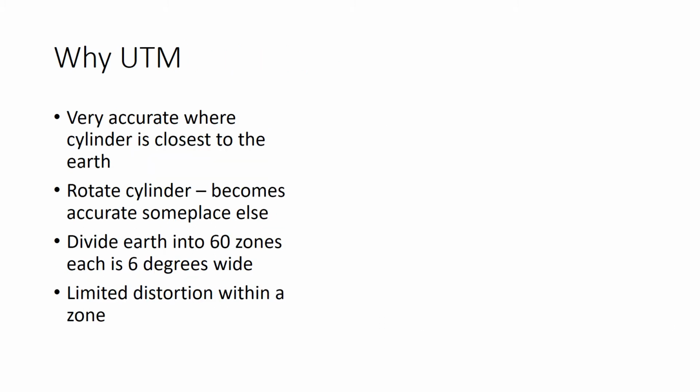So why do we like the UTM system? It's very accurate where the cylinder is closest to the Earth, and so because it's transverse, or running sort of sideways, if you rotate the cylinder, the point of contact between the cylinder and the planet, the point where it's most accurate, moves as you rotate the cylinder. So we divide the Earth up into 60 zones, and within each zone, when we rotate the cylinder around to that location, it would be 6 degrees wide, that zone, 3 degrees fore and 3 degrees aft of the line, and within that area, from pole to pole, distortions are minimized.